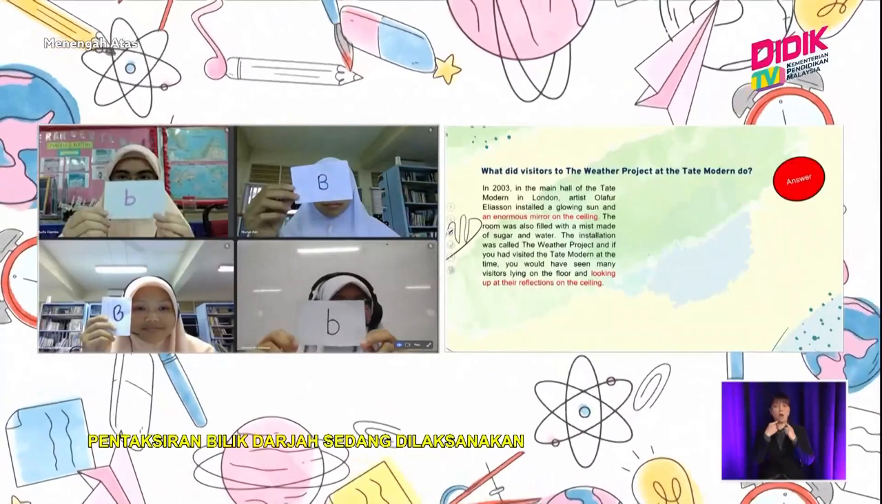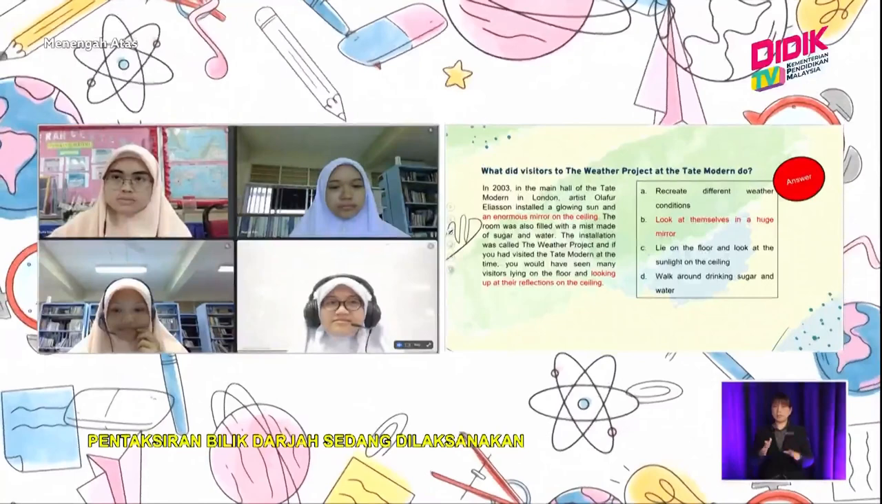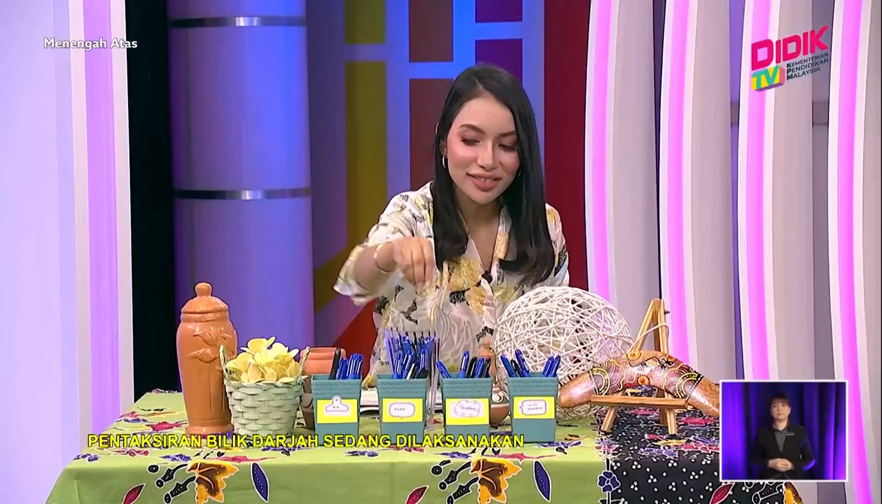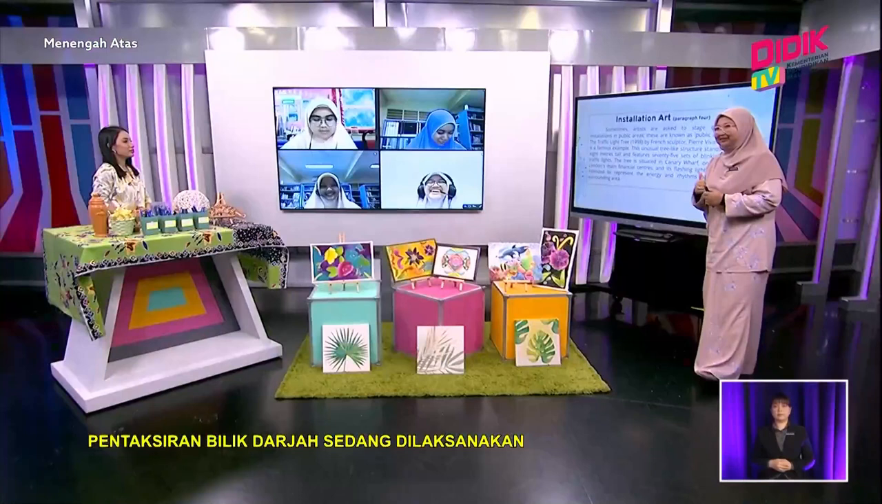Let's take a look. Here I already highlighted the words to help you. So the answer is B. Why is it B? Because we can look here, an enormous mirror on the ceiling first, and further down, looking up at their reflection on the ceiling. So it will help you to get the answer. Should we give everyone one? Of course, because they've tried and everyone got the answers correct. Yes, good job.